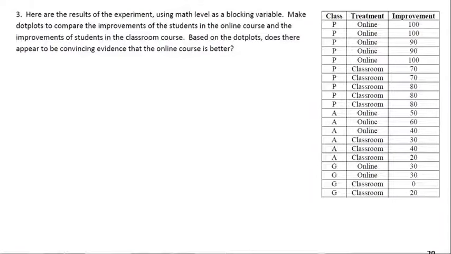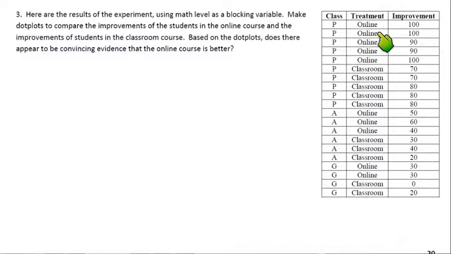Okay, so part 3 here. It says here are the actual results of the experiment using math level as a blocking variable. Make dot plots to compare the improvements of the students in the online course versus the improvements of the students in the classroom course. And then based on those dot plots, does there appear to be convincing evidence that the online course is better?